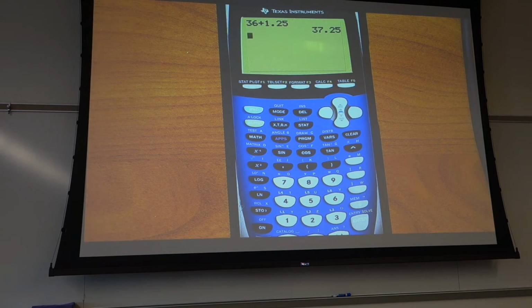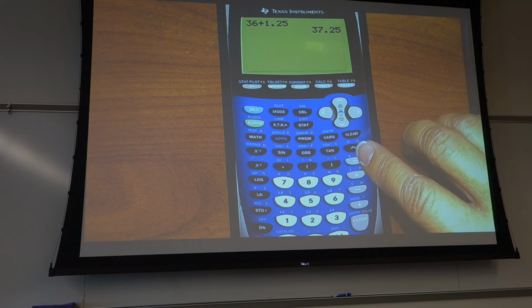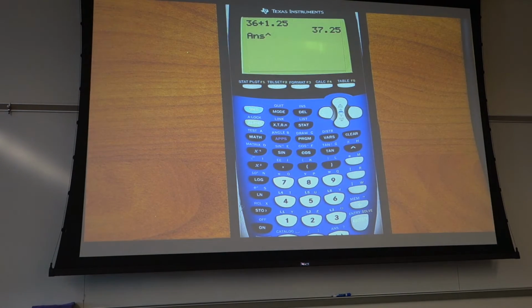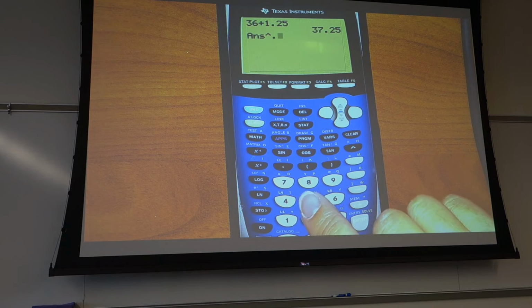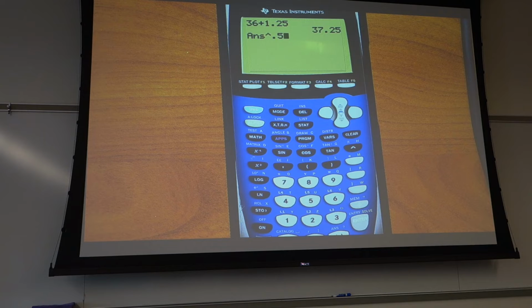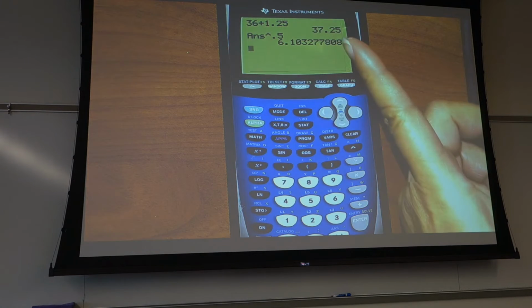Again, the easiest way to square root something is to raise it to the 1/2 power. So I'm going to use this little caret and raise it to the... Your calculator may have x to the y, a little button, but it's the same thing. To the 1/2 power, 0.5. Not 5, 0.5, 1/2. So I'll get 6.103.